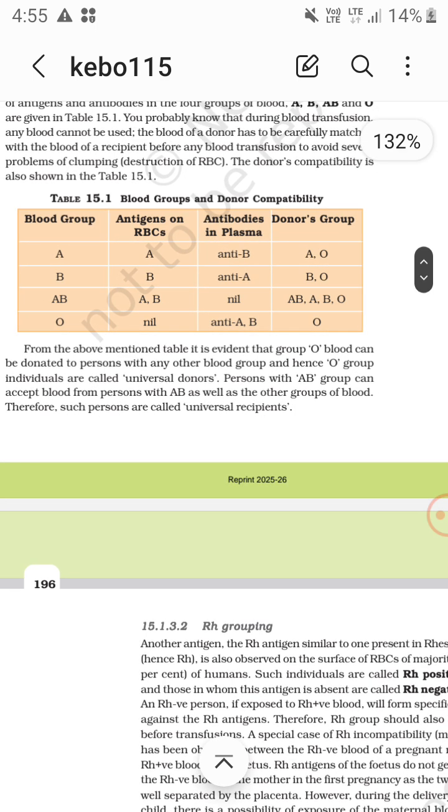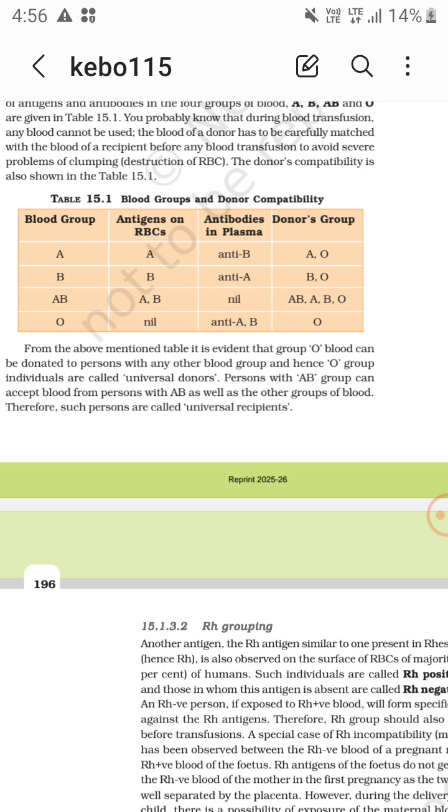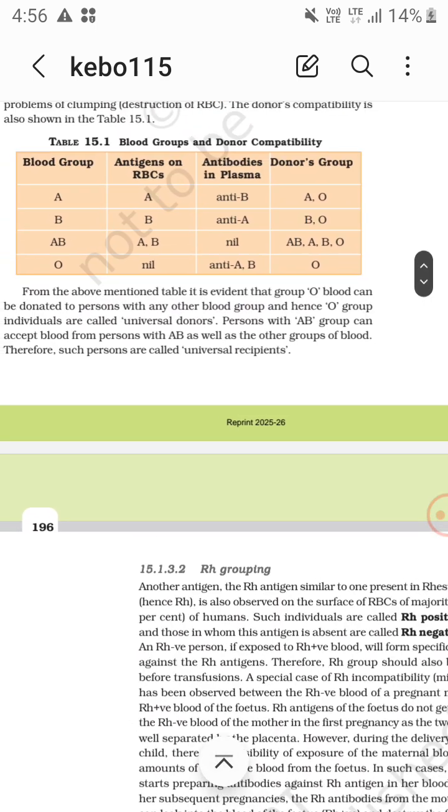Now donors group: you can see AB is the universal acceptor. O blood can be donated to a person with any other blood group, and hence O individuals are called universal donors. It can go to anyone. Now persons with AB group can accept blood from persons with AB as well as the other groups of blood. Therefore such persons are called universal recipients.